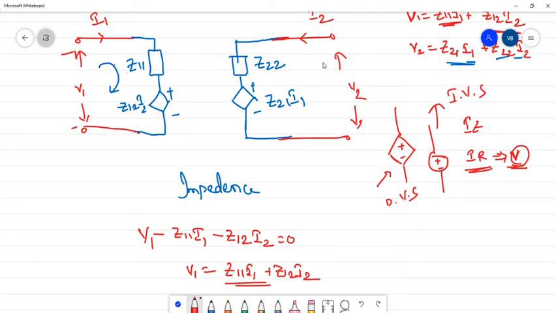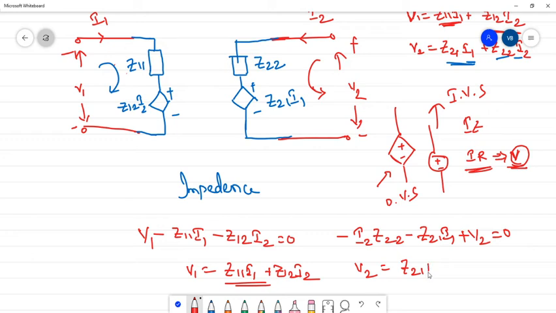So same thing, you write KVL for this loop, V2. Here is a positive value and this is negative. So first you start from here. This is a passive element, so we should write negative I2 into Z22, minus, since current is entering at the positive terminal of the source, so that is negative, that is Z21 I1. And here current is entering at the negative terminal of V2, so that is positive. V2 is equal to 0. So V2 is equal to Z21 I1 plus Z22 I2.